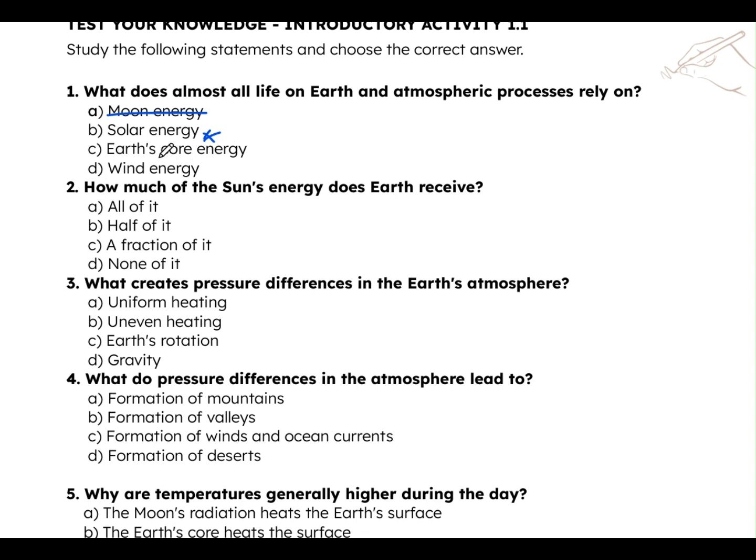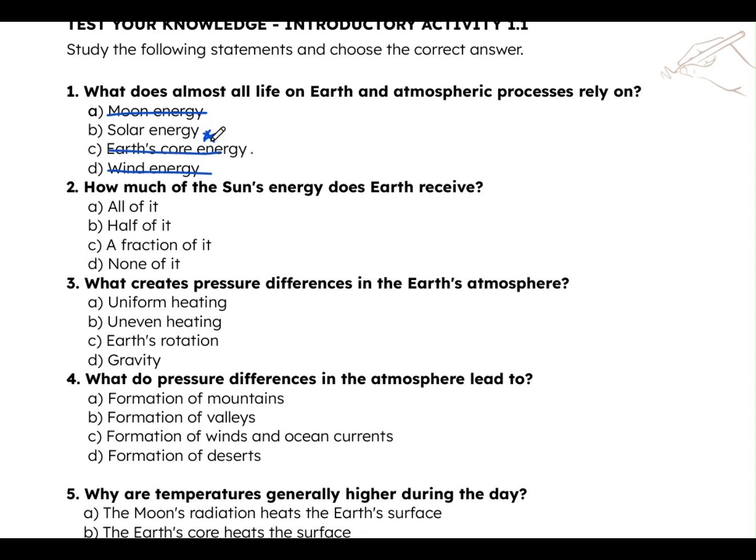Earth's core energy. By Earth's core energy, basically they're talking about the structures of the earth, as you remember, that there is the core that is the center of the earth. There is the mantle, there is the crust, and so on and so forth. Earth's core energy, maybe it's close, but let's move on. Wind energy. Well, this one is out, right? Earth's core energy has nothing to do with the life and atmospheric processes, and of course life on Earth. Yes, maybe there are certain nutrients or certain minerals that come within the Earth's structure, but in this particular case, it's out.